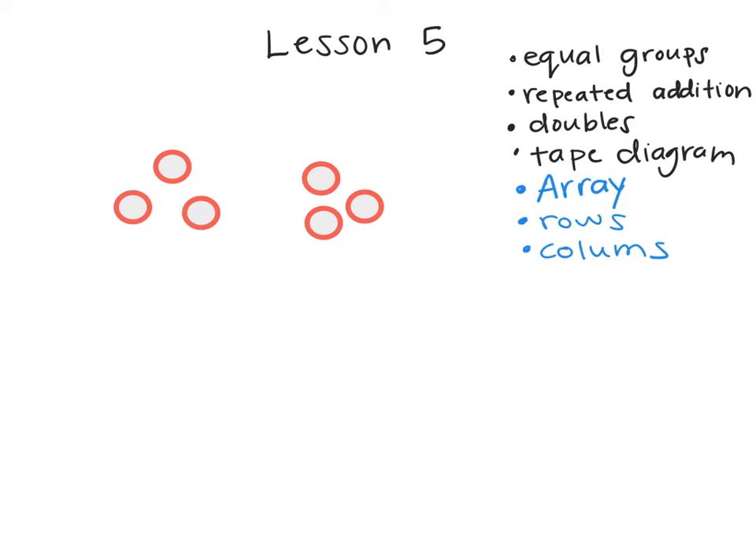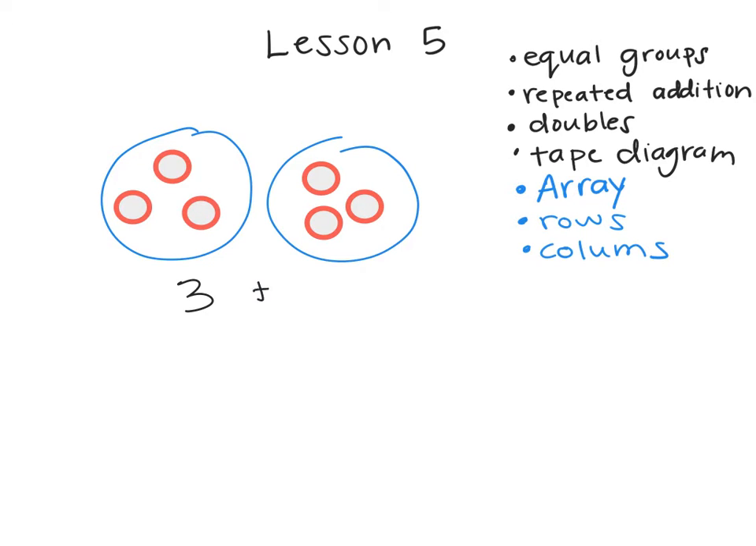So let's look at how many dots I have in my groups. I see that I have 2 groups, 1, 2. How will I figure out how many I have altogether? I could show this as a repeated addition equation. 3 plus 3 equals 6, which is very nicely put as a doubles problem too. 3 plus 3, those are the same numbers. But I noticed that my objects are kind of put into a bundle rather than an array.